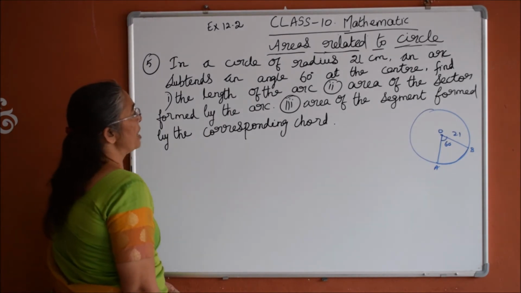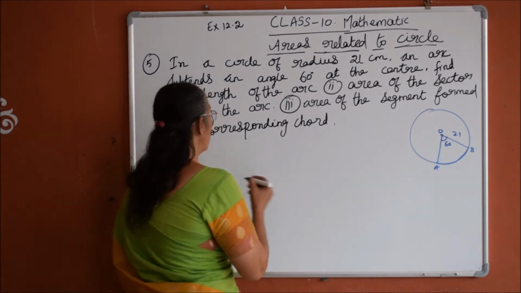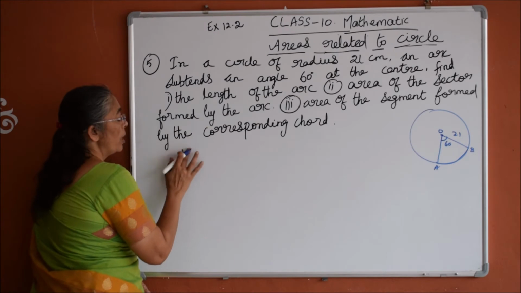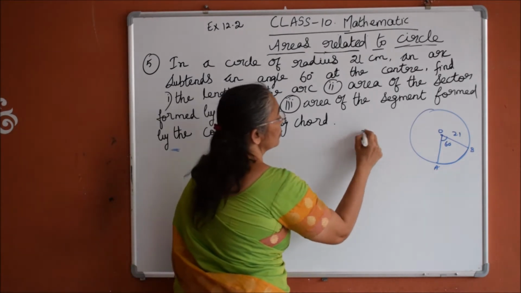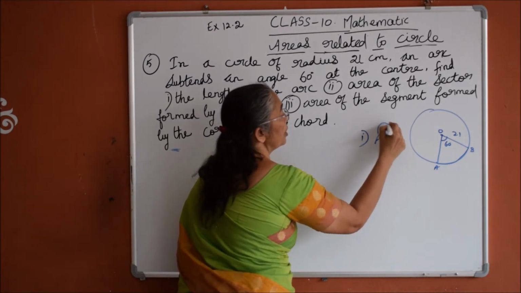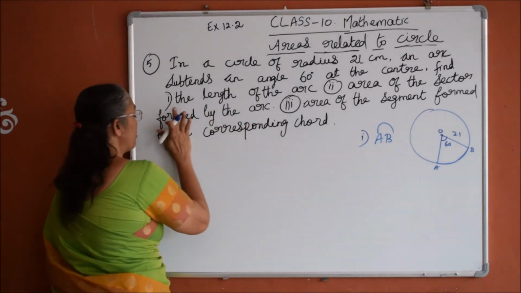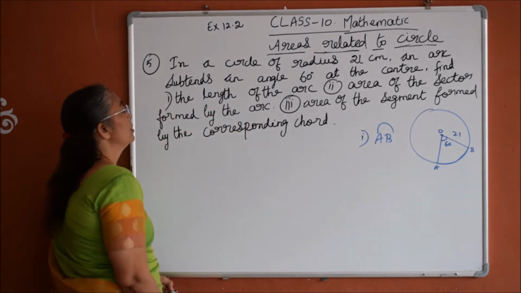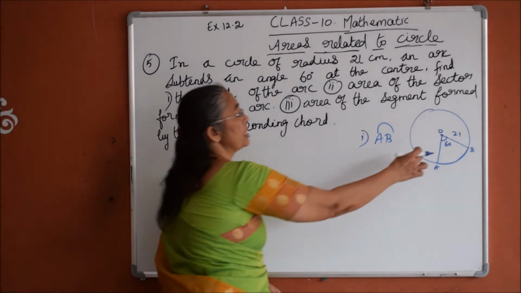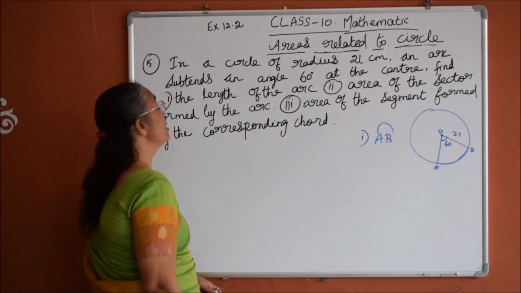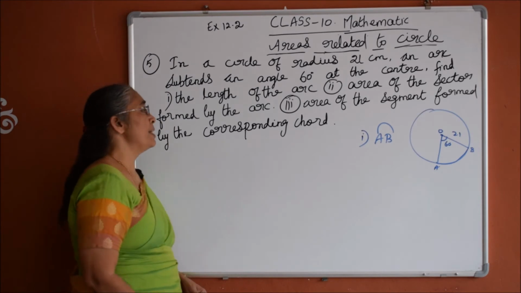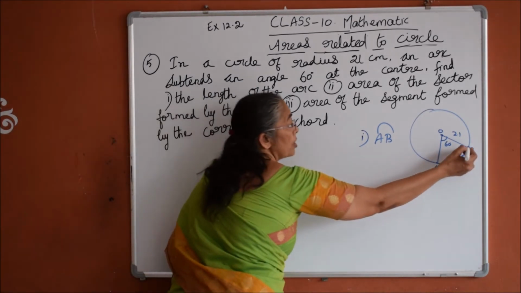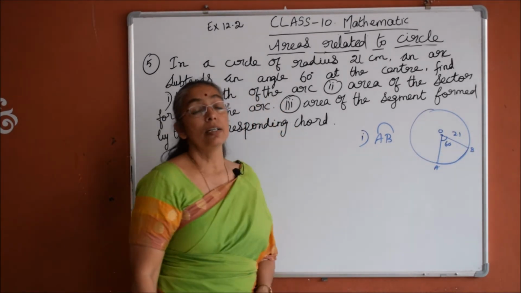Find number 1, the length of the arc. So, the first question is, what is the length of the arc? We can write its notation like this. Second, the area of the sector formed by the arc, this area. And the last one, the area of the segment formed by the corresponding chord. So, if I join the chord, we can get the segment.